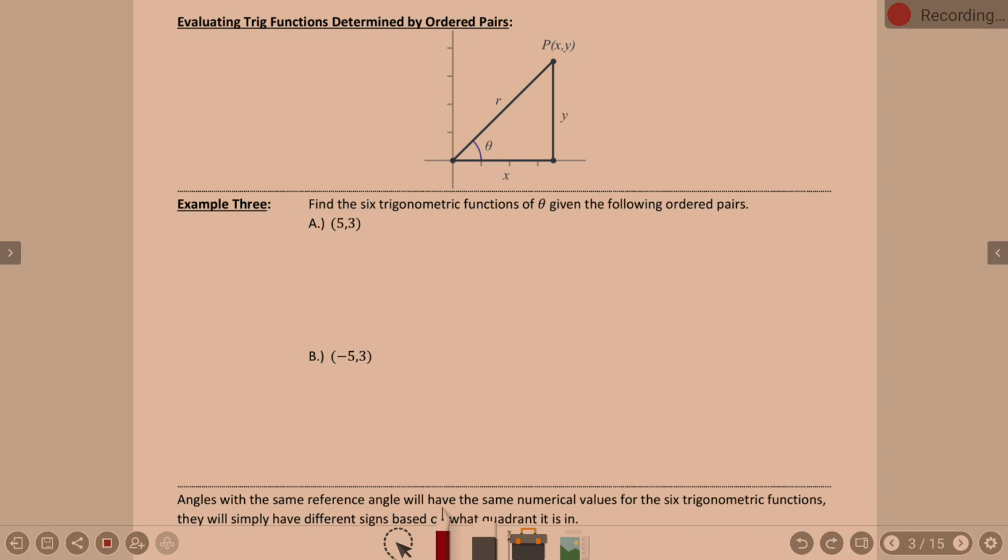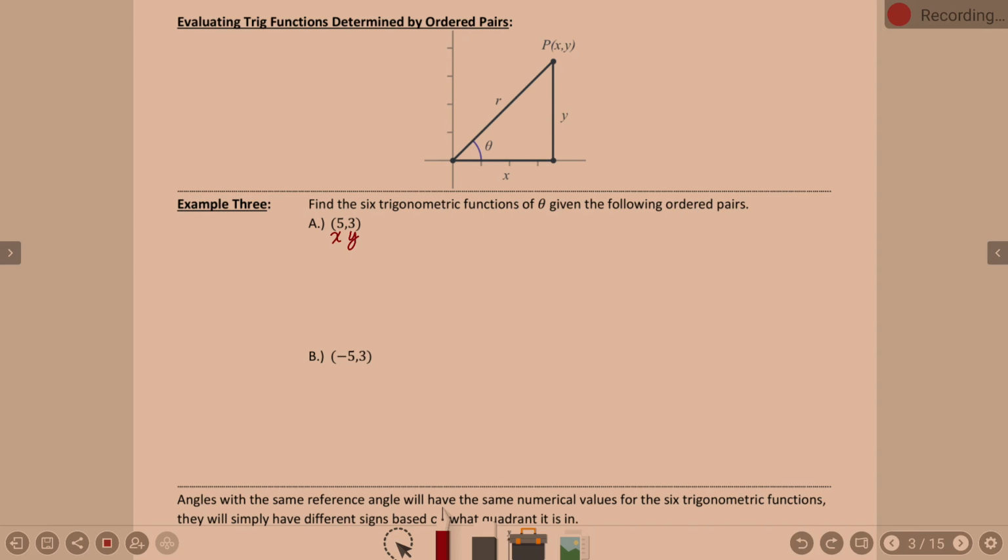So we're going to go back and review our 6 trig functions, and how to find the 6 trig functions of theta given an ordered pair. So when you think about the ordered pair (5, 3), what does your brain say to do? The ordered pair (5, 3) says to go right 5 and up 3. So, in other words, 5 is the x and 3 is the y, yes?